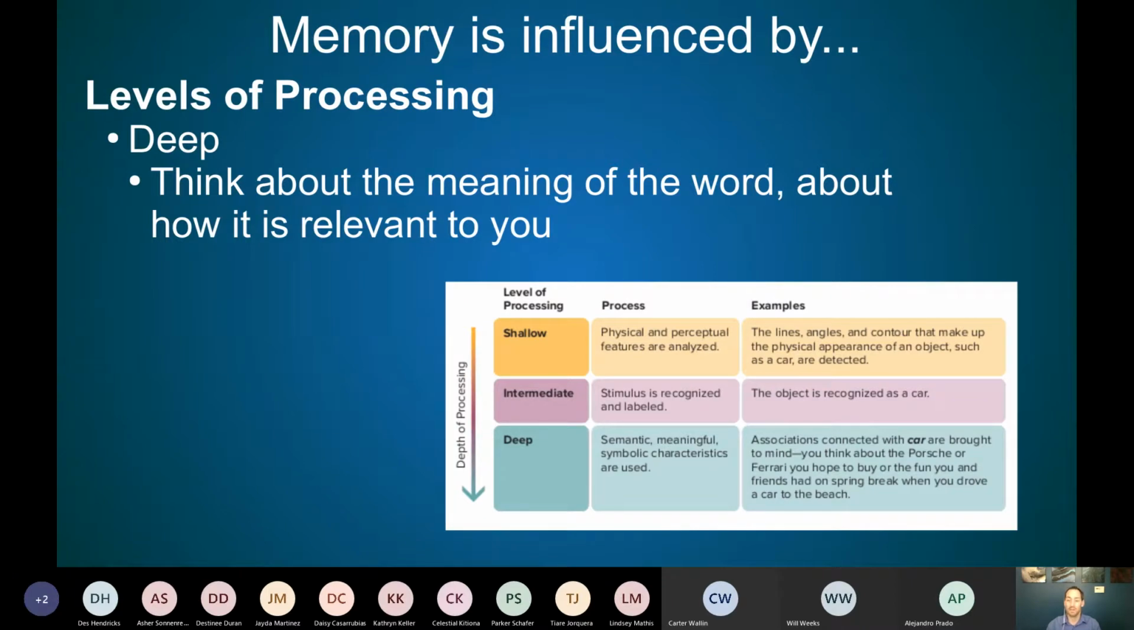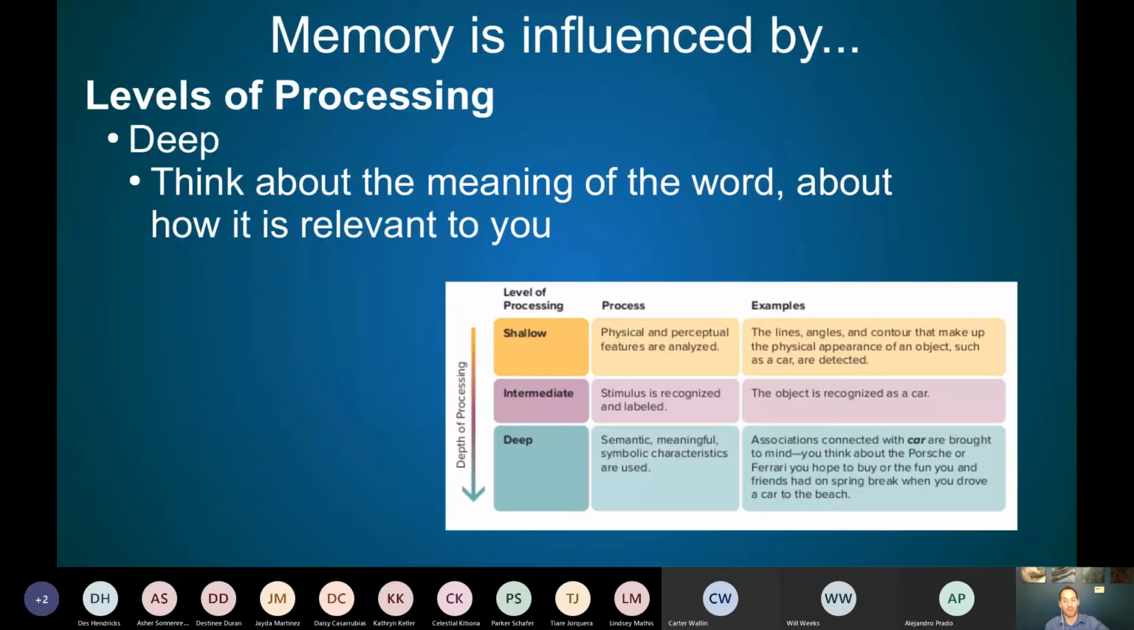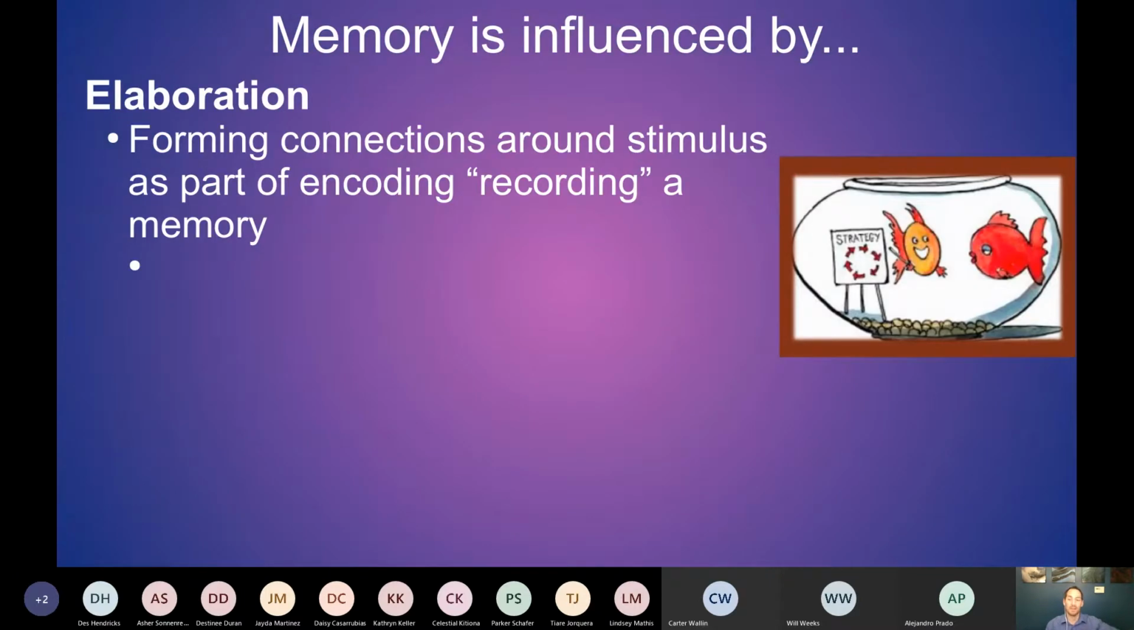So you could imagine the things that are processed more deeply are going to be more likely to be written or encoded into your memories. Another way to do it is elaboration, and this is one example of deep processing. Elaboration is forming connections around some stimulus as part of that encoding of the memory.